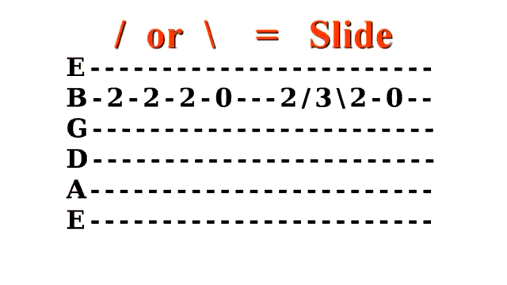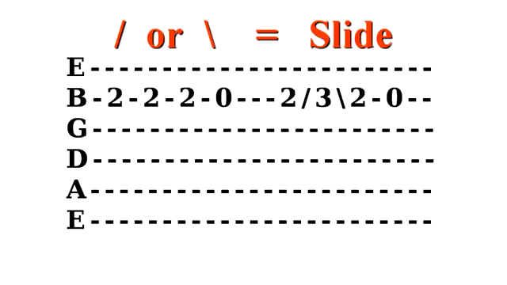Slides. A slide is usually represented by a forward slash or a backslash. Forward slashes are used when the note you are sliding to is higher up in pitch than the note you start with. Likewise, a backslash is used when the note you are sliding to is lower in pitch. The way a slide works is you pick the first note before the slide symbol, and while still applying pressure to the fretboard, you move your fretting finger to the next note.